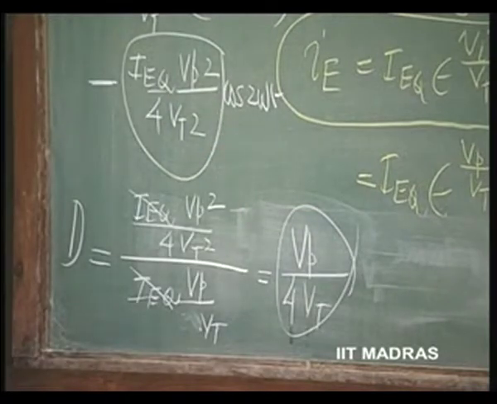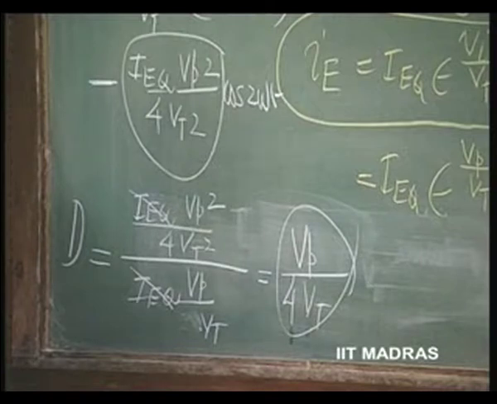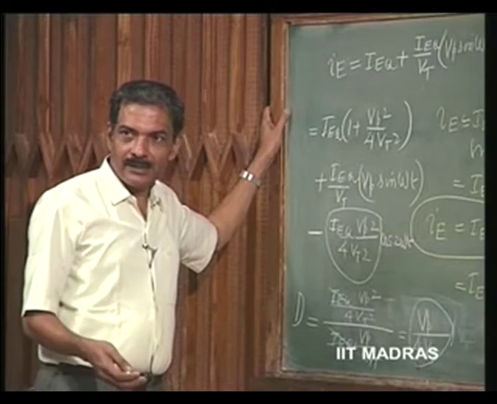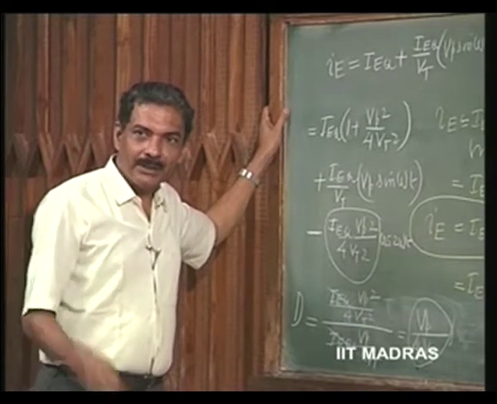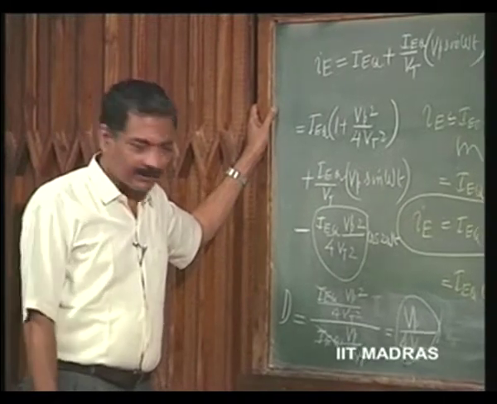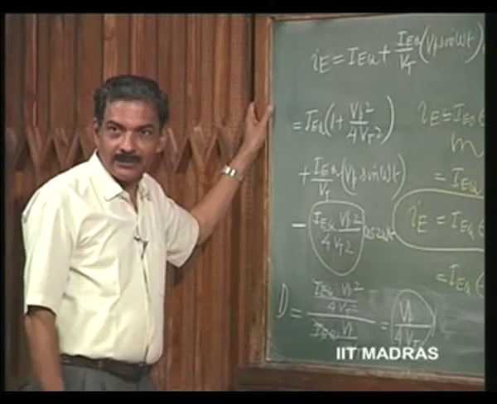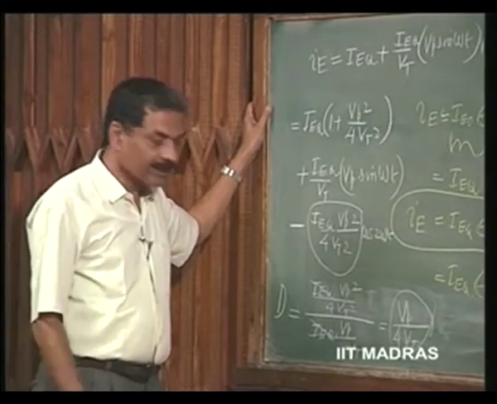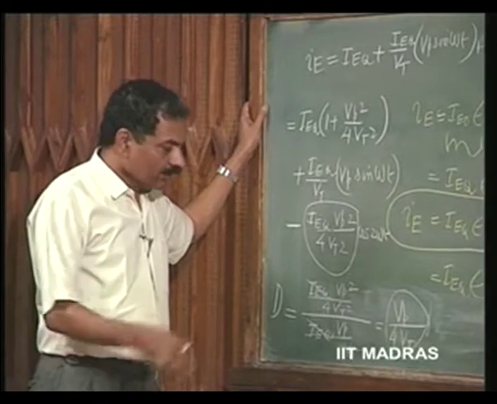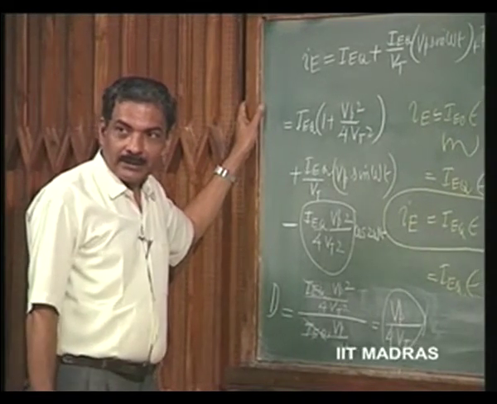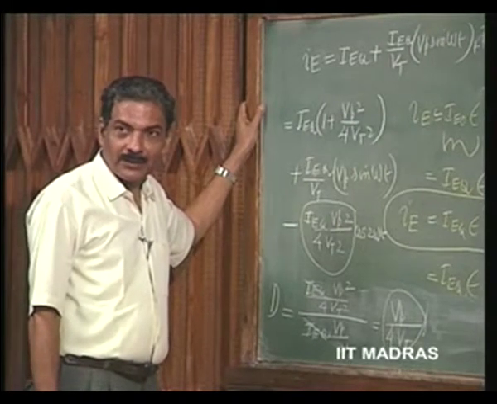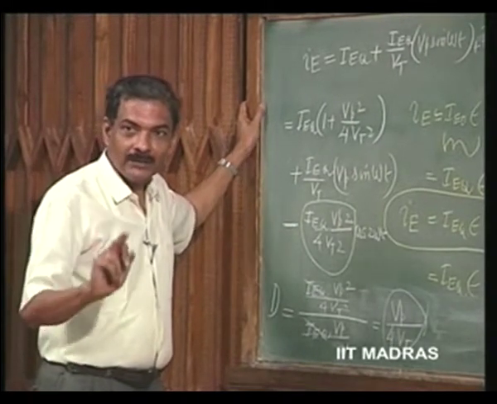Quickly you can assess now the amount of distortion in a common emitter amplifier if your input voltage is given as, let us say, 1 millivolt peak, 1 millivolt sin omega t. Then this will be 1 by 4 into 26 millivolts. If you want for assessment, you can take Vt as 25. So, 1% distortion is what is going to be the cost for a signal of 1 millivolt.